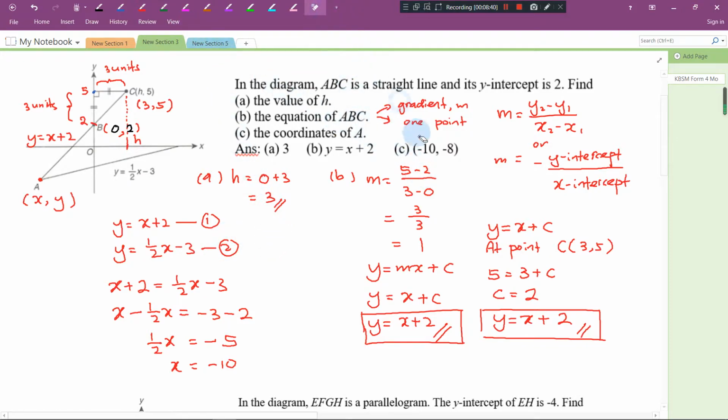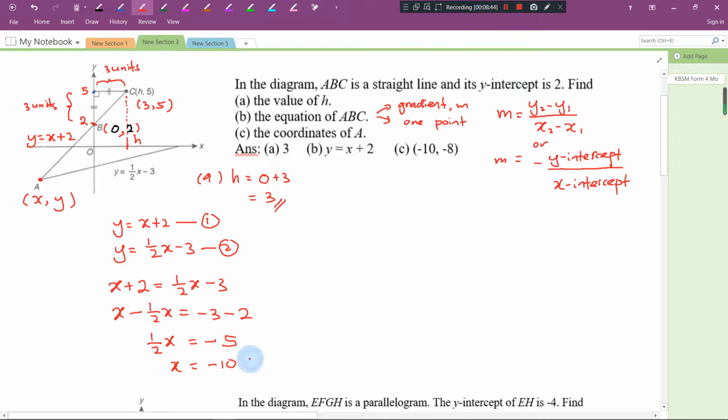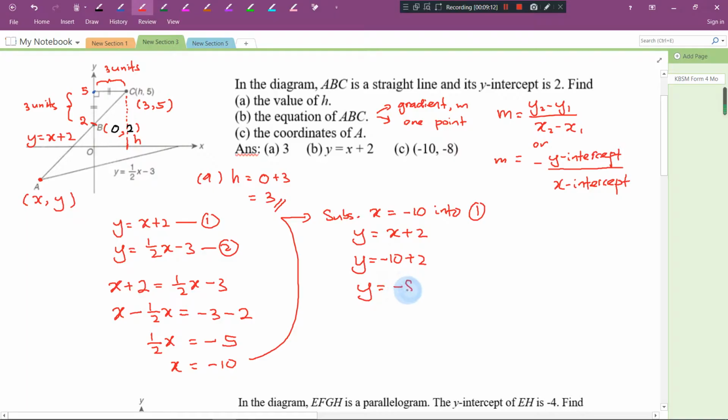Okay, so let me erase this part first. Substitute x is equal to negative 10 into 1 or 2. It's all up to you. Okay, I think I choose 1 will be easier. y is equal to x plus 2. And I know x is equal to negative 10. y is equal to negative 10 plus 2. So y is equal to negative 8.